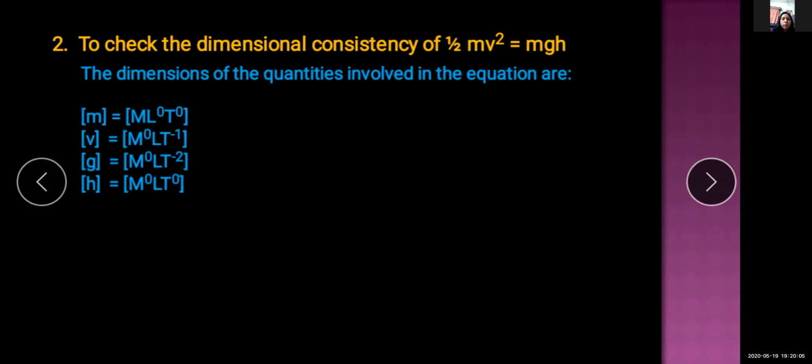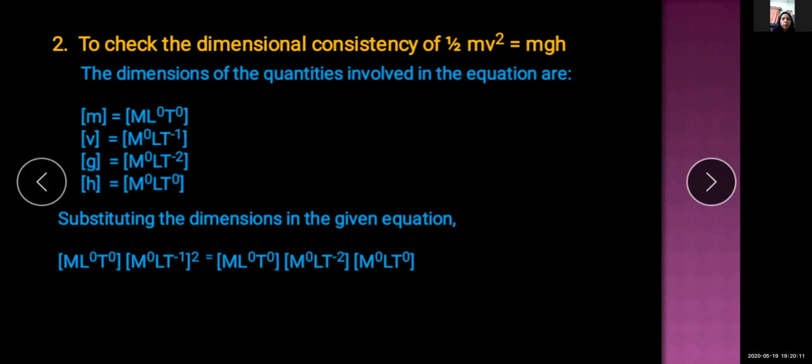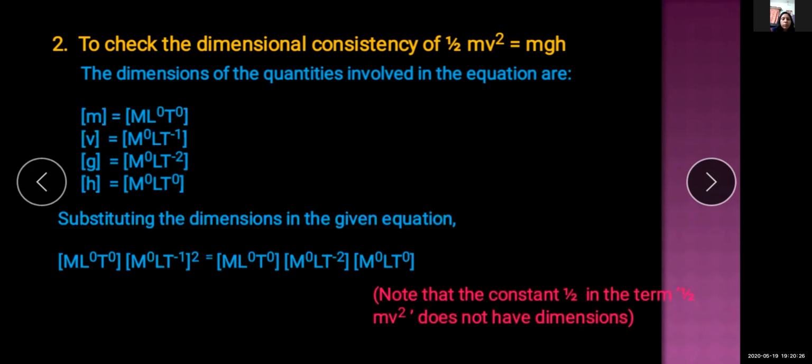So substituting these values in the given equation, we will get M0 L T0 × M0 L T^-1 squared equal to M L0 T0 × M0 L T^-2 × M0 L T0. So on solving this, we will get M L^2 T^-2 equal to M L^2 T^-2.